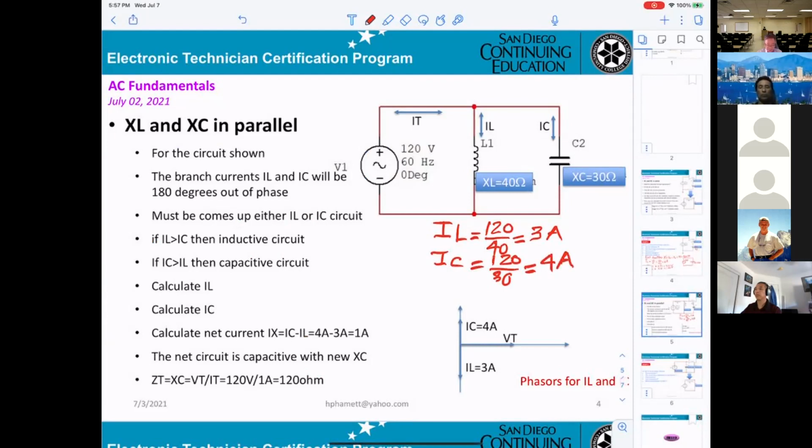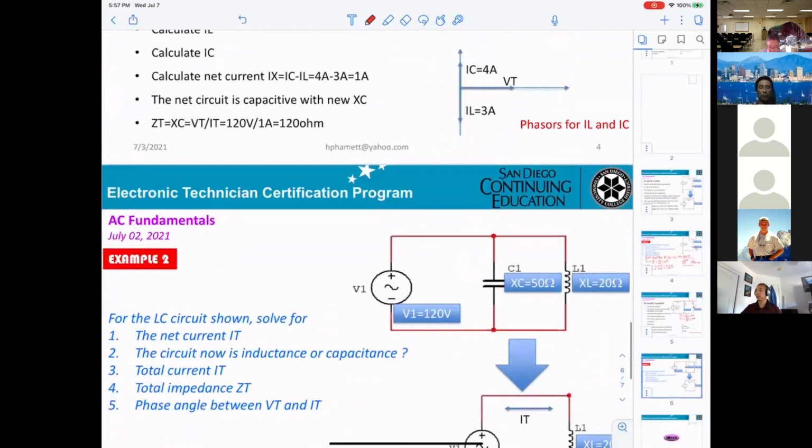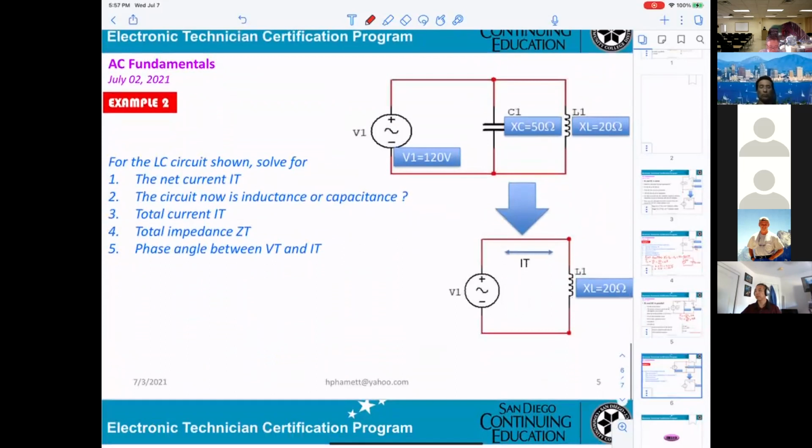So what you have to do, the thing is IL and IC will be opposite. Then we have to know which current will be leading. Okay? If IL is greater than IC, that's inductive. IC greater than IL, capacitive. So now the circuitry looks like a capacitive circuitry. Okay? Let's see if we can get right here. I do the calculation for you right here.